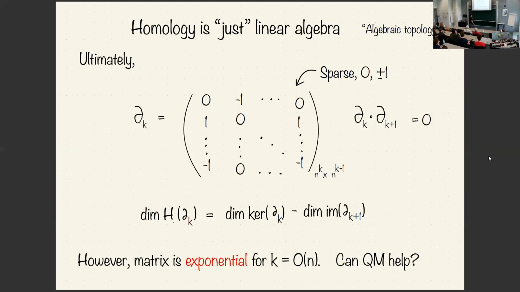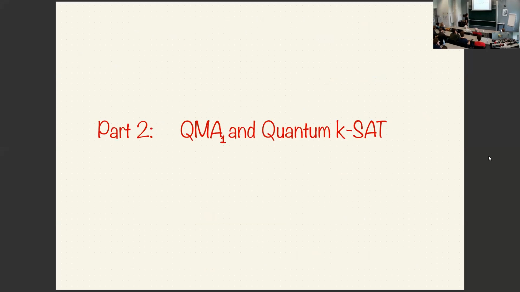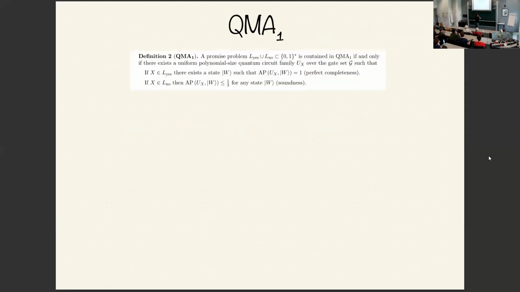All right. So the question is, can quantum mechanics help with these exponentially large matrices? Okay. So put everything I told you about simplices on hold, and now we're going to review some complexity theory, as you all know. Let's define QMA1, which Harry asked about before. So here's a formal definition. I just copy pasted from the original paper, so it's correct, and I don't have to take responsibility.